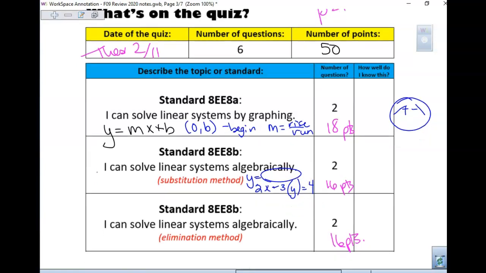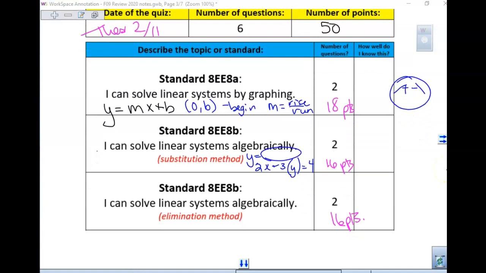The elimination, when you were doing elimination, that's when you were adding. So this is when you are looking at your homework, and I'm going to put some of those up today. Yesterday's assignment was all elimination. Some of you had to multiply on that.